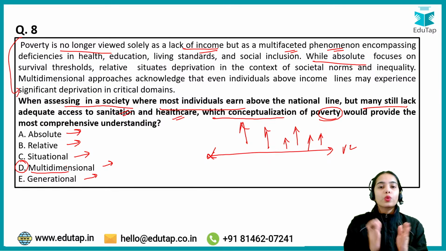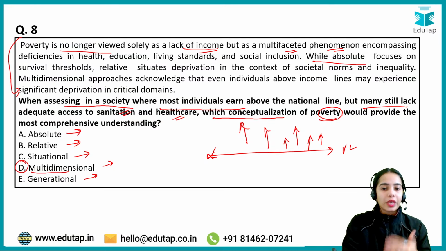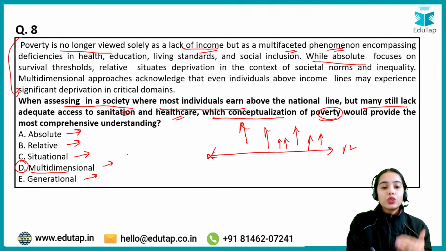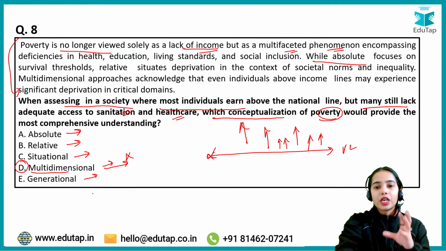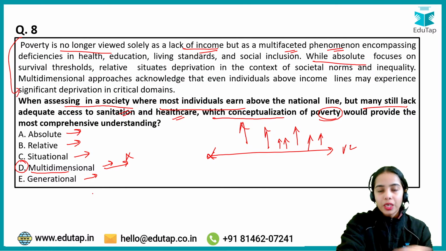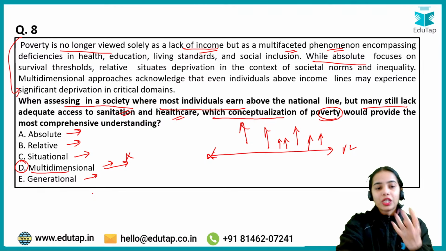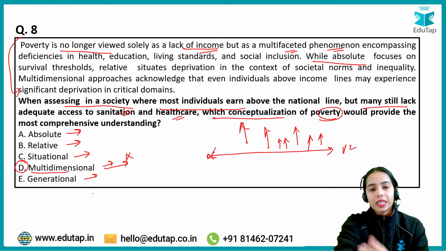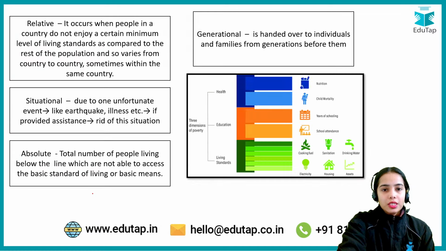Because we are not only seeing the income level, we are saying that even if the people have the income, they do not have the sanitation facilities, health facilities, let's say, they do not have access to assets or to banking facilities and such. So this is multidimensional poverty, where we are not only seeing the poverty from the income or expenditure perspective, we are seeing the poverty from multiple dimensions. So this is the idea.